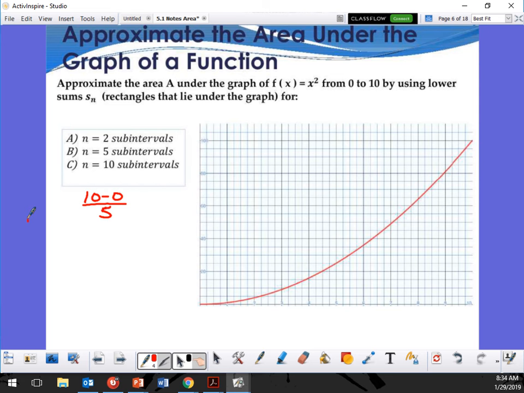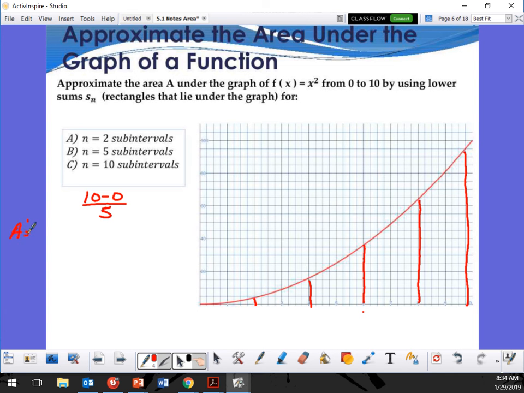So let's take a look. That's going to give me what? 2. 1, 2. 1, 2. 1, 2. And 1, 2. There we go. All right. So my area on this one now is going to look like, if it's going to be a left hand, right? Okay, so I'm going to make this out.